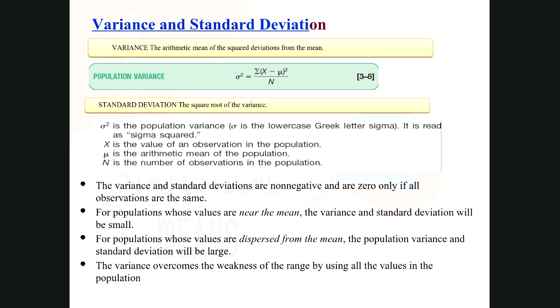The variance overcomes the weakness of the range by using all the values in the population, because the range only covers the max to the minimum, okay? Whereas the variance uses the whole population.